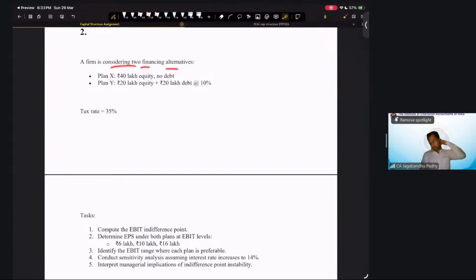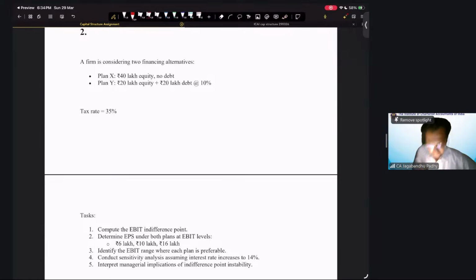Okay, the firm is considering two financing alternatives. Plan X is 40 lakh equity, no debt. Plan Y is 20 lakh equity and 20 lakh debt at 10%. Tax rate is 35%. Compute the EBIT indifference point. Determine the EPS under both plans at EBIT levels, and the EBIT range where each plan is preferable. So first we need to get the indifference point.